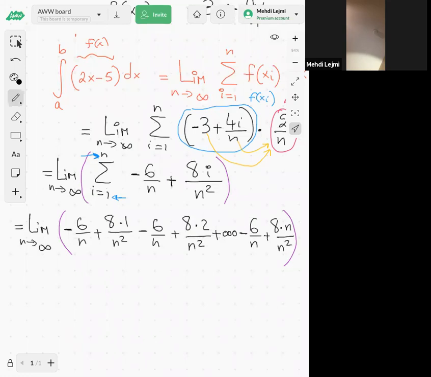Is there any question, guys? So you see why I got this sum? Because each time I replace i by 1, and then by 2, and then by 3, etc., until the last one, which is the last index, n. Does it make sense, this summation? Now, I want to compute this sum.